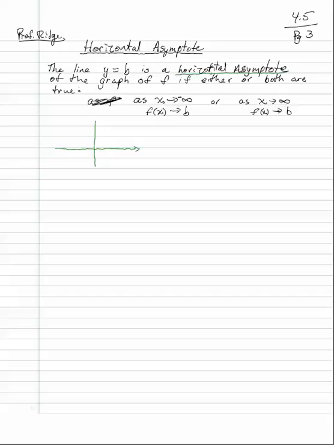So going to negative infinity, let's say this is the line y equals b. As x gets more and more to the negative side, we can go from the top, or we can go from the bottom. So you're going to get one or the other, not both.